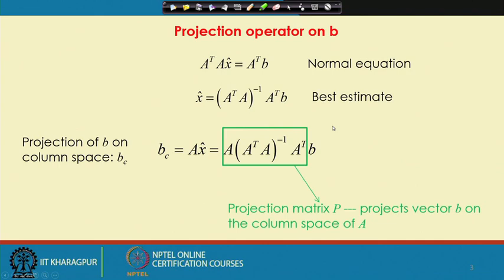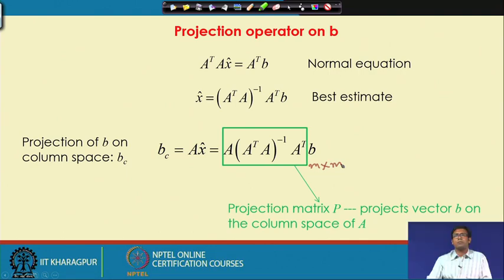And this matrix, so we got P as a matrix. What is the dimension of this matrix? This matrix we got as M into M. This is called a projection matrix. It projects vector B onto the column space of A.